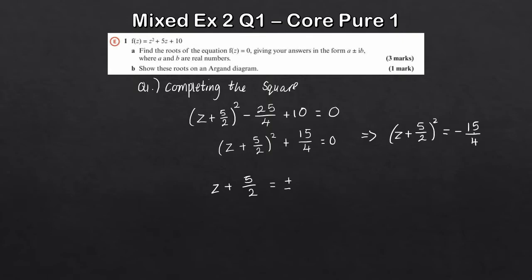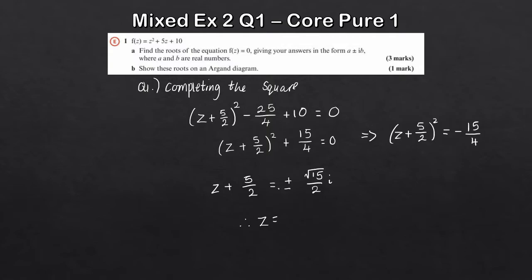The numerator, well, don't forget this is negative for a start, so we're going to need the imaginary unit. The numerator would be root 15, because we can't simplify that any further. The denominator would be root 4, which is equal to 2. So what we get here is root 15 over 2i. Okay. Now we just need to keep simplifying this.